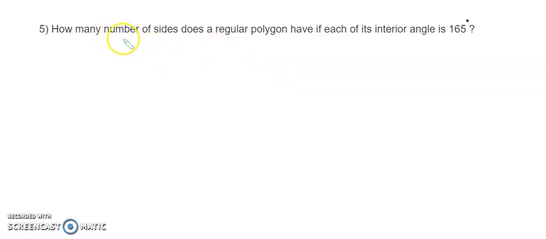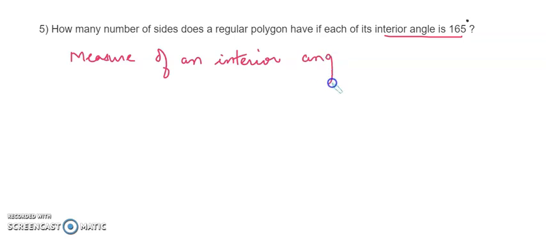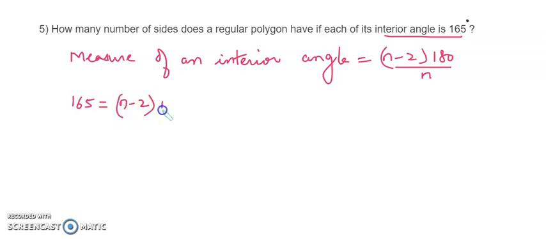What are they saying? How many sides does a regular polygon have if an interior angle is 165? Right? So now, for the measure of an interior angle, let's directly put the value in the formula. What's the formula? Yes, (n minus 2) into 180 divided by n, right? So 165 is equal to (n minus 2) into 180 divided by n. Take the n to the other side, so it becomes 165n equals (n minus 2) into 180.